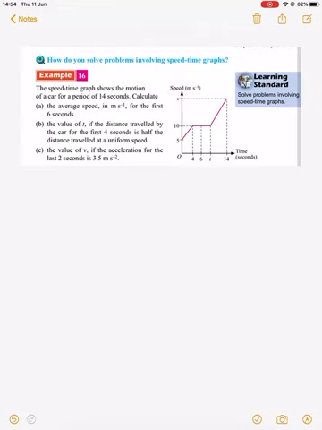So let's try doing example 16 from the textbook. Let's read the question first. The speed time graph shows the motion of a car for a period of 14 seconds. Calculate the average speed for the first 6 seconds, and then find the value of t if the distance travelled by the car for the first 4 seconds is half the distance travelled at a uniform speed, and the last one, the value of v if the acceleration for the last 2 seconds is 3.5 meter per second squared. Let's try doing question A first.